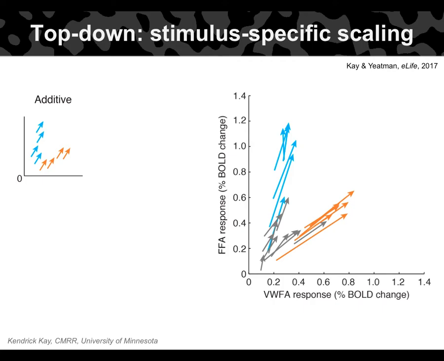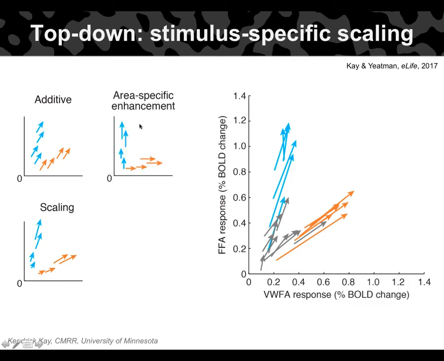It tells us these top-down effects are not simple additive effects. So additive would look something like this, whereby there's a fixed kind of response boost for every single stimulus in each area. We know it just by eye, it does not look like that. Of course, we can formally test it if we would like. We also know it does look more like a scaling effect. So these arrows emanate from the origin. So this is as if the evoked responses in each area are getting multiplied.